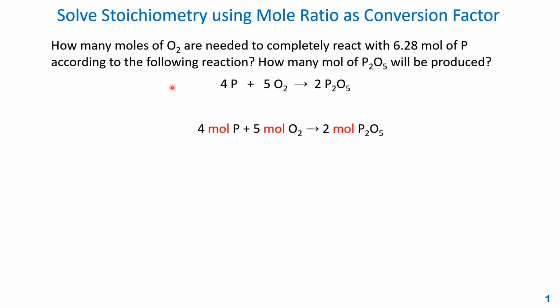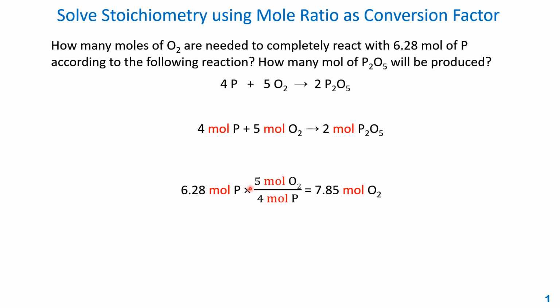So if we need to calculate how many moles of oxygen and we have phosphorus as the given, we can use the number of moles of phosphorus, which is given, and convert to the moles of oxygen, which is the question. This is the given condition, and this is called a mole ratio. You can see the mole ratio is the coefficient ratio of oxygen to phosphorus. This 5 is the coefficient of oxygen, and this 4 is the coefficient of phosphorus.